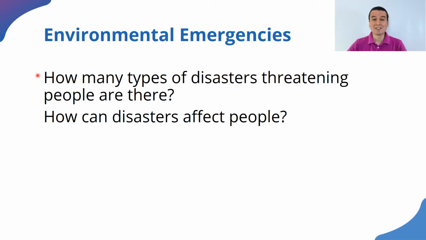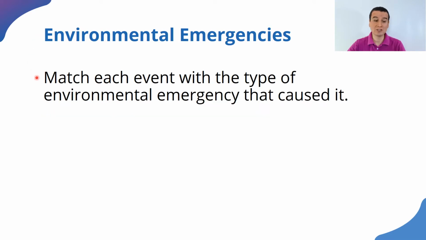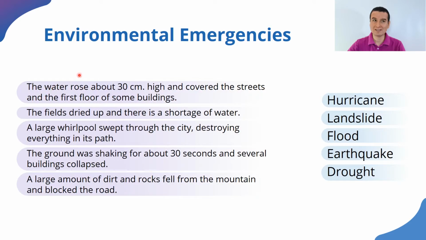All right. So, because the goal of this lesson is for you to become familiar with vocabulary about emergencies, I have this activity for you. That is what you have to do today. Match each event with the type of environmental emergency that caused it. All right, so we have some descriptions of some events, and these are the environmental emergencies: flood, drought, hurricane, landslide, earthquake. The ones that were mentioned in the text. Good. All right, you have an idea about them. If you have to look them up, you can do so.